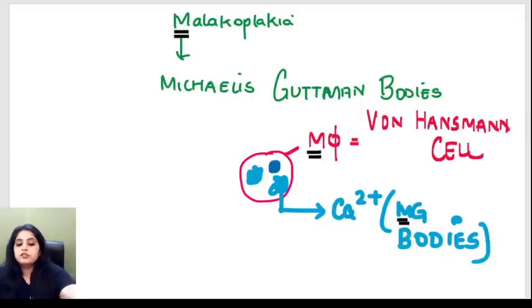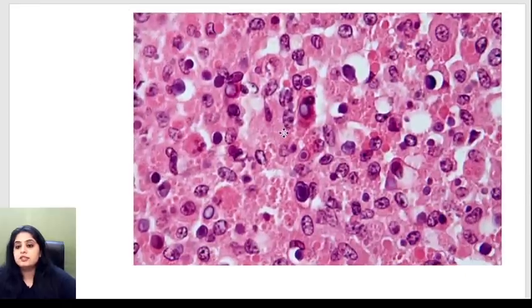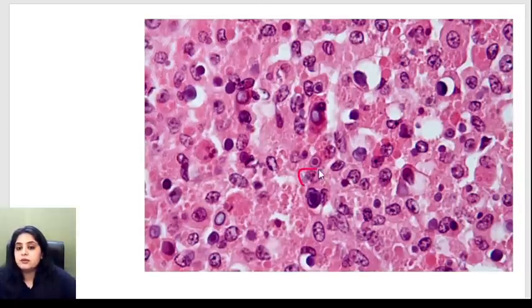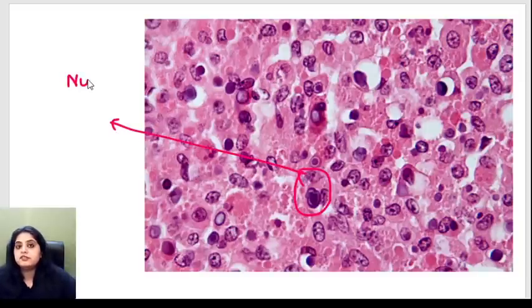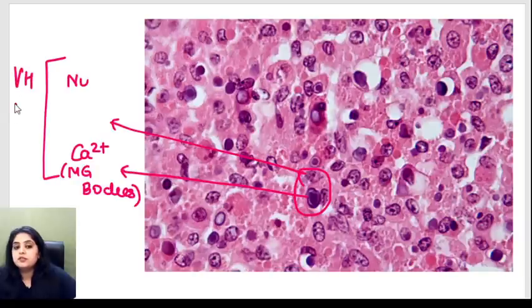Let me now show you the same thing with the help of an image, and I'll zoom into the image so that we can see it in detail. So over here, if you look carefully, I'll try to highlight one cell which will tell you the entire story, and pick up this one. Can you see that this cell is a macrophage? This happens to be the nucleus of the cell, and this blue color material happens to be calcium. So which bodies will you call this calcium? I'll call them the Mg bodies. And what is this entire cell known as? This is known as the von Hansmann cell.